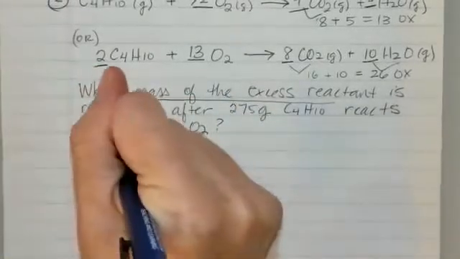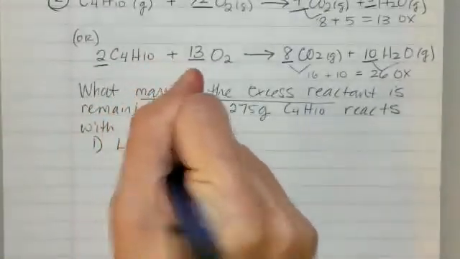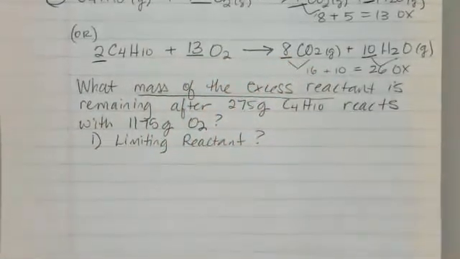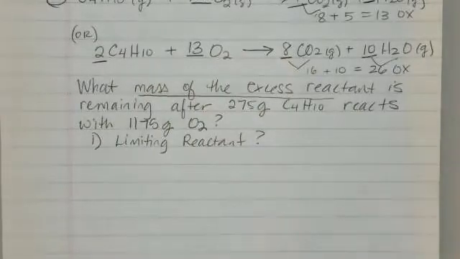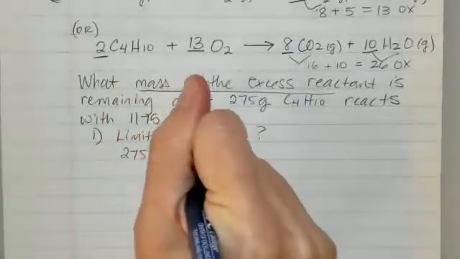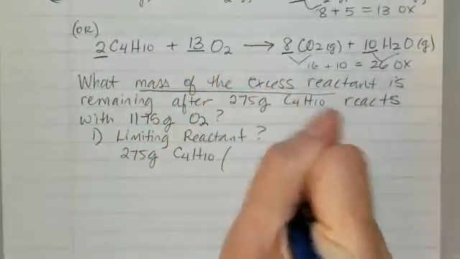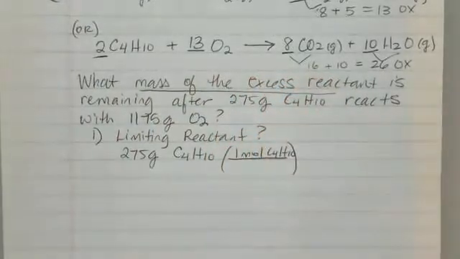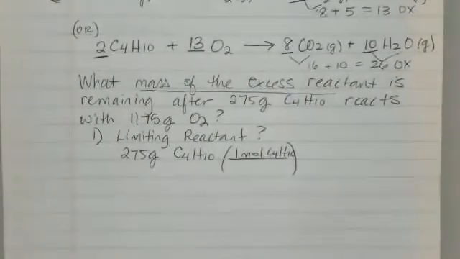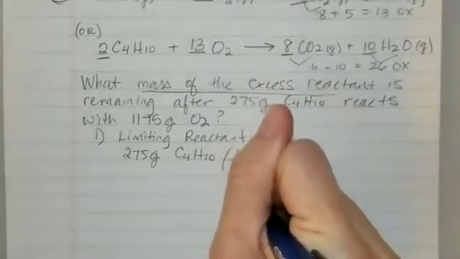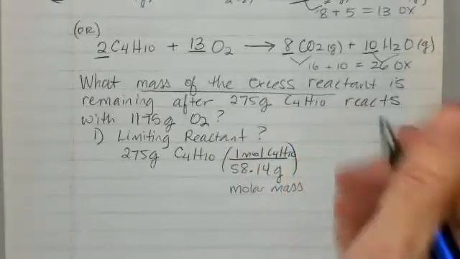Okay, so first, figure out which one is your limiting reactant. Just like we did with the last example, right? So again, we're not doing a grams of CO2, we're just figuring out which one is limiting. So I have 275 grams of the butane, the C4H10. I always go to moles first. All right, and then I need my molar mass. So 4 carbons at 12.01 a piece, 10 hydrogens at 1.01 a piece. I get 58.14 grams. So again, that's the molar mass, molecular weight, whatever you want to call it.